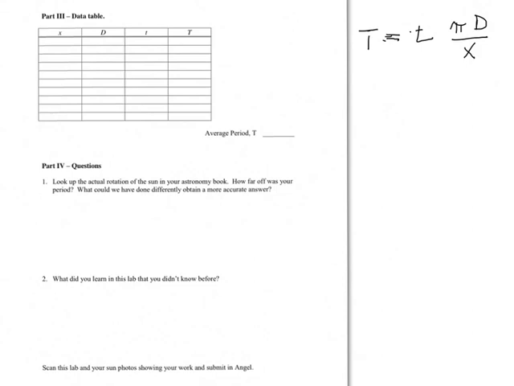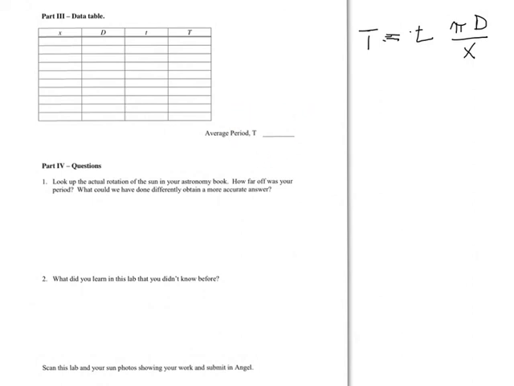So again, take this data table, take several sets of pictures, and measure x, the distance that it moves between two pictures, the diameter of the sun at that sunspot, and the time between the pictures, and use this equation to figure out the period. Do that for several different sunspots at different latitudes. When you do, you'll get 10 different numbers, probably a lot different. I want you to average those to find the average period.